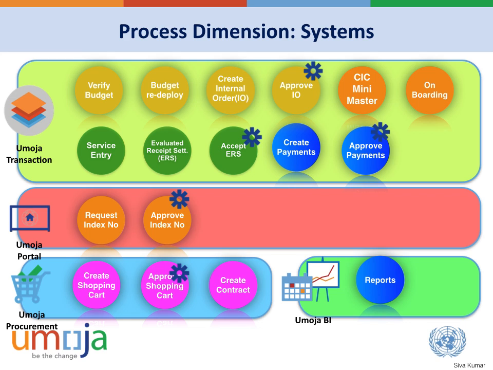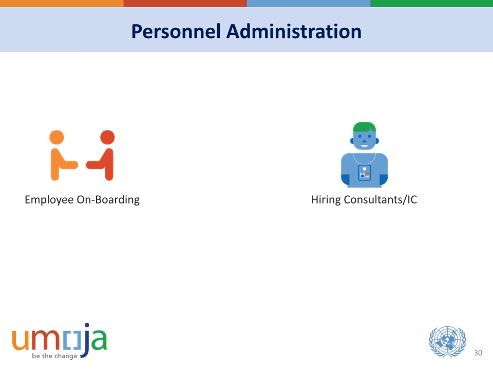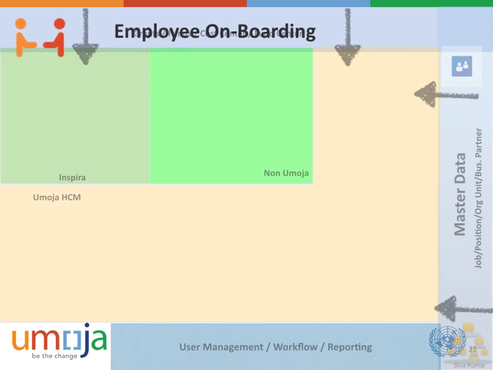I hope this might have given you a better idea. So let me go into a couple of examples to reinforce the multiple dimensions under each and every process and how it is designed and mapped in Umoja. Let's take the next example in personnel administration, which is of a lot of interest to many of our viewers here: employee onboarding.